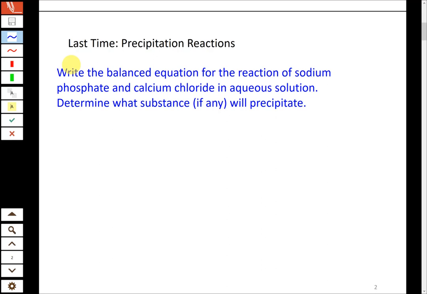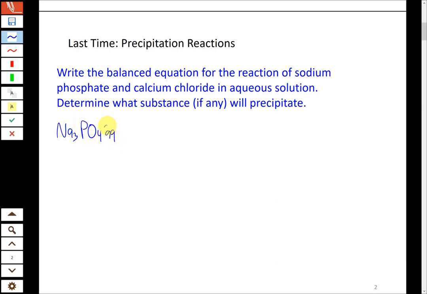Write a balanced equation for the reaction of sodium phosphate and calcium chloride in aqueous solution, and then determine what substance, if any, will precipitate. This is how a lot of these problems are set up. They're going to be spelled out for you in words. And so the first thing you have to do is get the formulas of the reactants correct. So we have sodium phosphate. Sodium is a +1 cation. Phosphate is a -3 anion. So the correct formula for sodium phosphate is going to be Na3PO4.